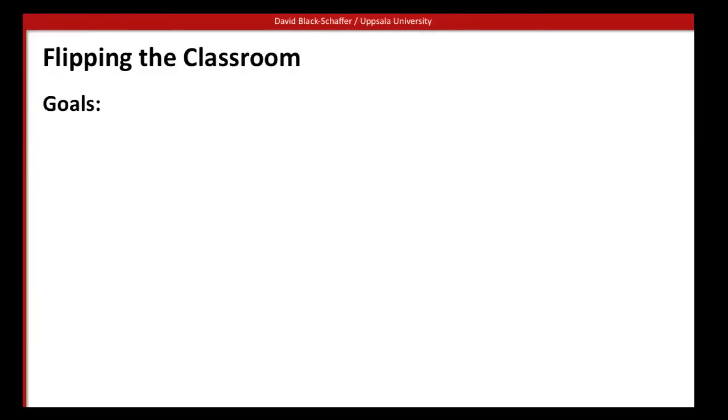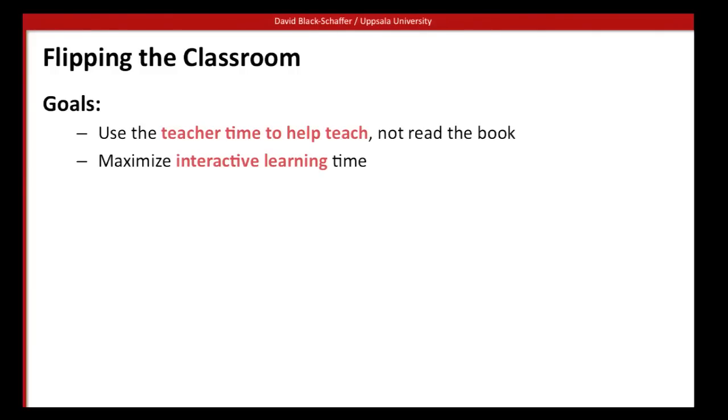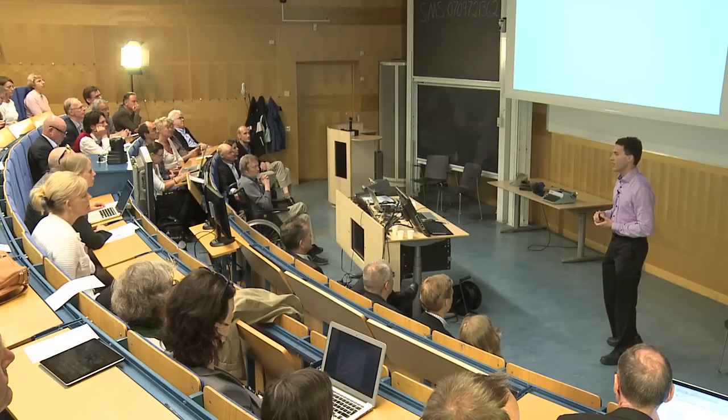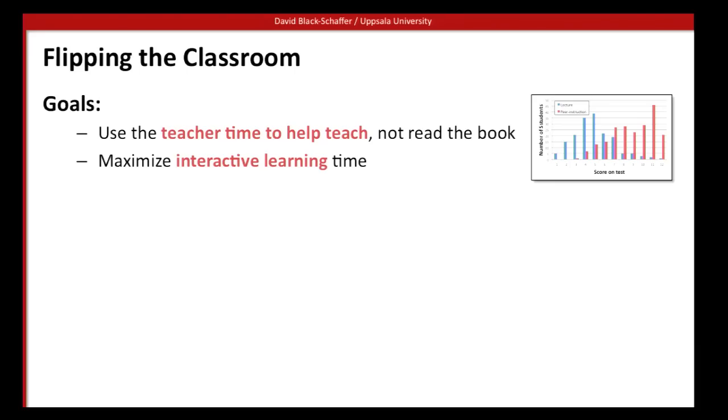They help with teaching. So I'm interested in flipping the classroom here. What are my goals? Well, I want to use the teacher time to help teach, not read the book. If you think about what a really good lecture is, it's an exciting reading of a textbook, because we all have good textbooks. We don't need to read that out loud to the students. And I want to do this by maximizing interactive learning, and that graph I showed you before is sort of why I think this is such a good idea.